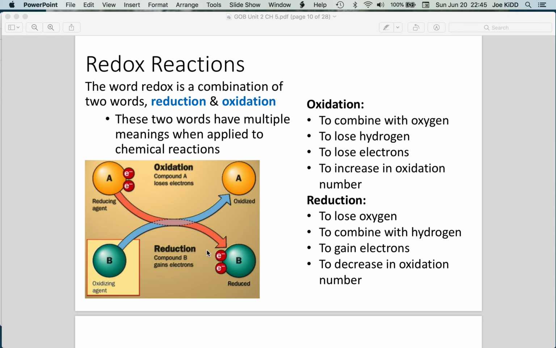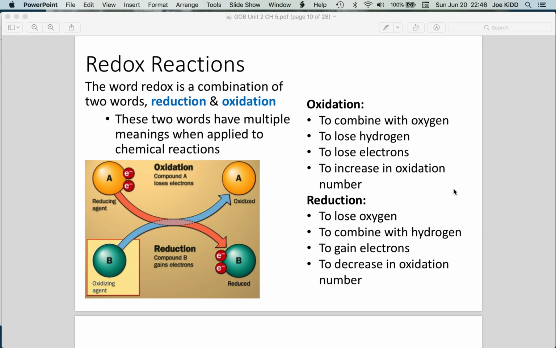So redox reactions are a little tricky. Your book goes into some pretty good detail with this. We also have, in the Unit 1 resources section, a much more in-depth PowerPoint presentation on redox reactions. The word redox is actually a combination of two different words, reduction and oxidation. And basically, these are words that tell us something that's going on in a reaction.